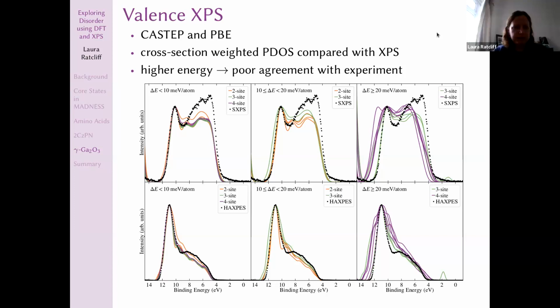So our first thing was to calculate the valence XPS. Here we use the CASTEP code with PBE. We cross-section weighted the projected density of states to compare to our measured valence XPS. On the left here is our low energy structure. The colored lines are the theory, the black dots are the experiment, both for soft X-rays on the top row and for hard X-ray measurements on the bottom row. In the middle, we have our medium energy structures, and then on the right, we have our higher energy structures, so these randomly selected ones.